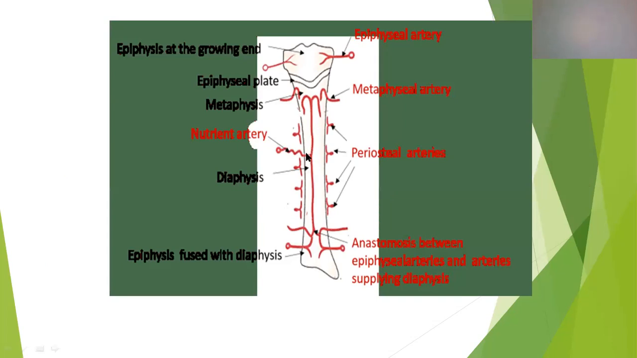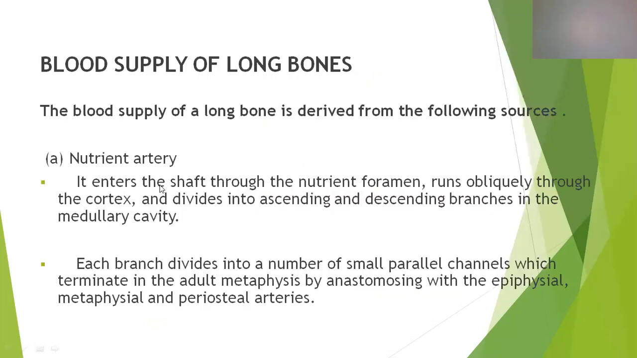The nutrient foramen is a foramen which pierces the cortex. The artery passes through the cortex and reaches the medullary cavity. So this nutrient artery passes through the nutrient foramen and reaches the medullary cavity. It enters the shaft through the nutrient foramen, runs obliquely through the cortex and divides into ascending and descending branches in the medullary cavity.